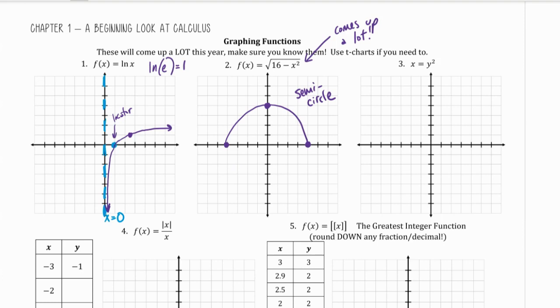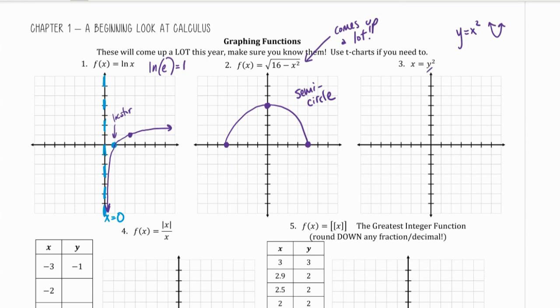You need to go back to review this graph. Okay, x equals y squared. So we know what y equals x squared looks like. Y equals x squared is a parabola that faces up. So what is x equals y squared? Well, x equals y squared is a parabola, but it's not a function.